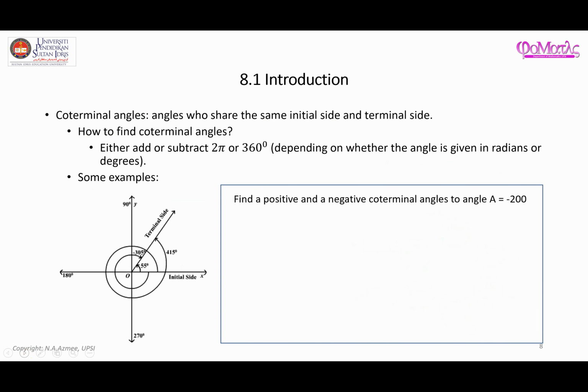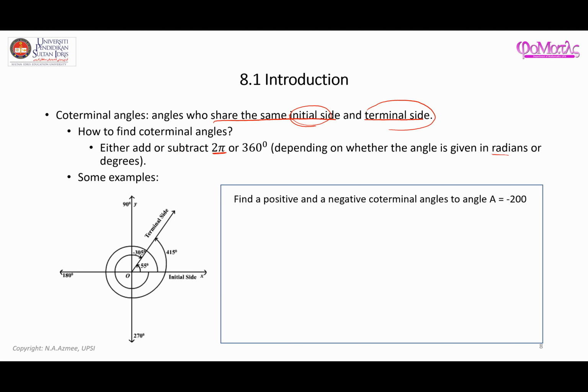Now let's move on to the meaning of coterminal angles. Coterminal angles are angles that share the same initial side and terminal side. The initial side is the starting point and the terminal side is the ending side. So how to find the coterminal angles? Either you add or subtract 2 pi. 2 pi is in radians, and in degrees it is 360 degrees. So it depends on the question whether the angle is given in radians or degrees.